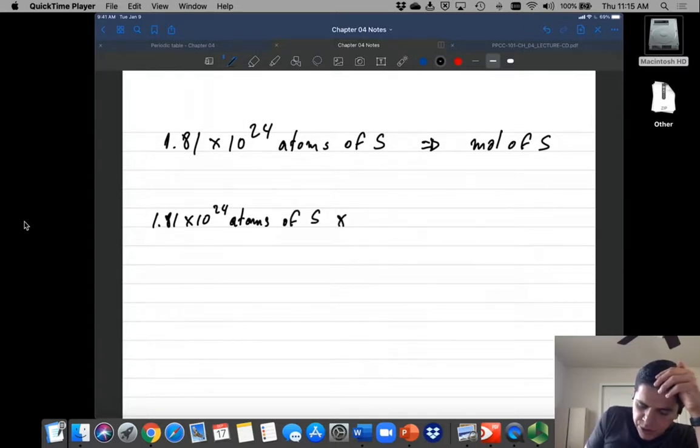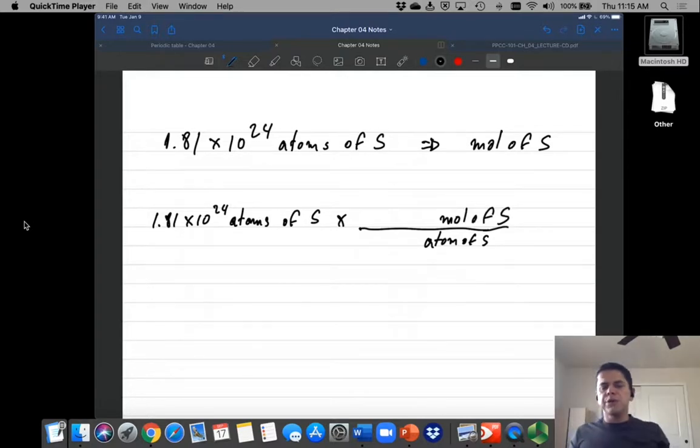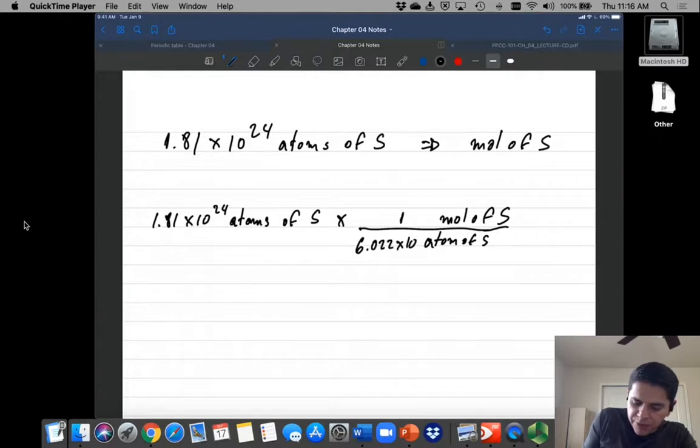And our goal is to use the conversion factor that takes us from atoms of sulfur to moles of sulfur. Do we have such a conversion factor? Yes or no? So what is the equivalence between atoms and moles of whatever? Well, we know that is Avogadro's number. So Avogadro's number, you have to memorize it. Good, so keep it in mind. 6.022 times 10 to the power 23. So in 1 mole, we have 6.022 times 10 to the power 23. So keep that in mind, it's important.